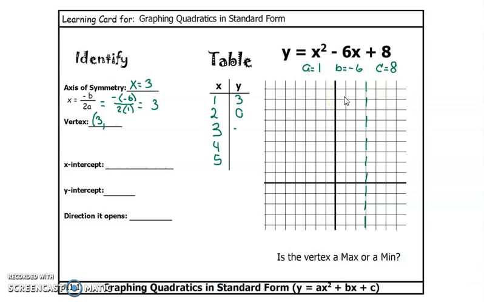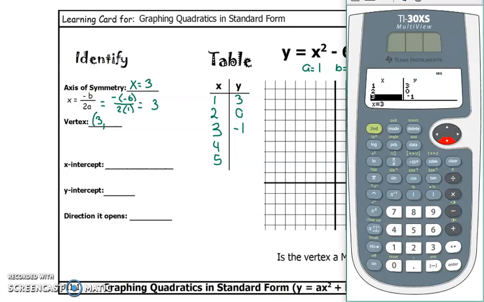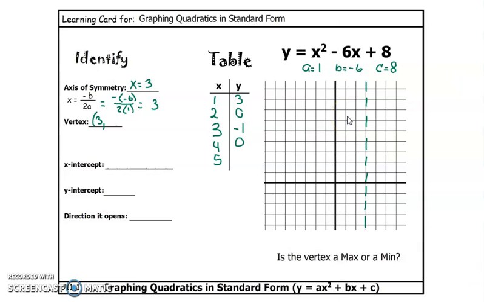And then hopefully you remember that if we have a quadratic, we should see that repeating pattern here. Well, there's the 0 that repeats, and there's the 3. So 0 and 3. Then all we need to do is take these points and plot them on our graph.